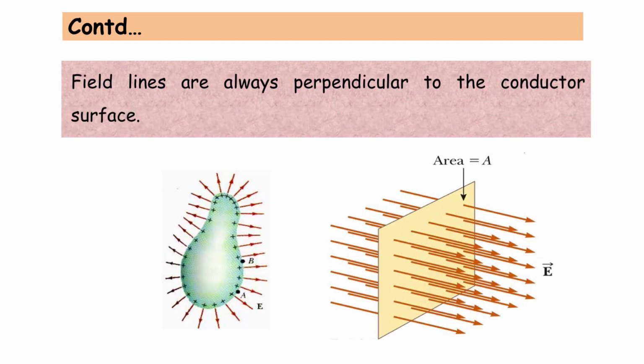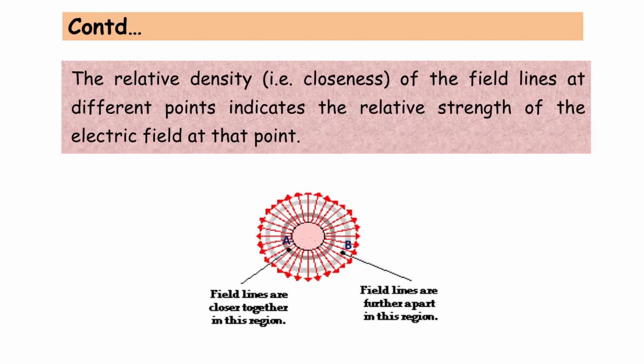Next property, field lines are always perpendicular to the conductor surface. Also, you are seeing this picture, that is in a plane sheet how the electric field lines are perpendicular to the surface, and in a curved surface also at each and every part of the curved surface field lines are perpendicular. Next, the relative density, that is closeness of the field lines at different points indicates the relative strength of the electric field at that point.